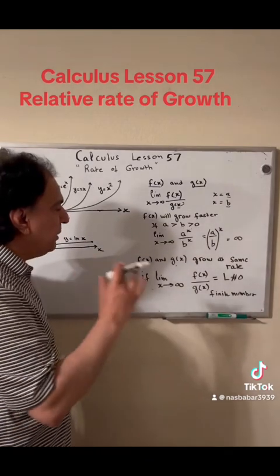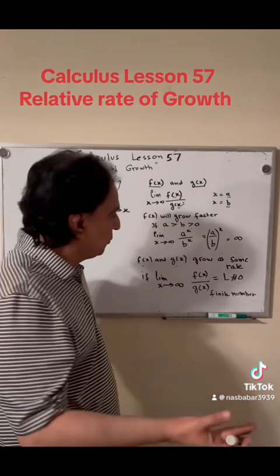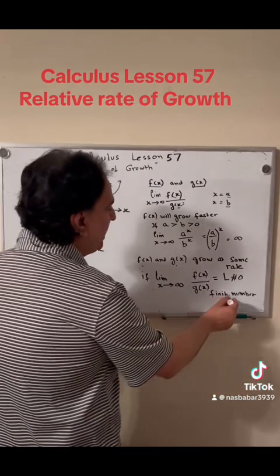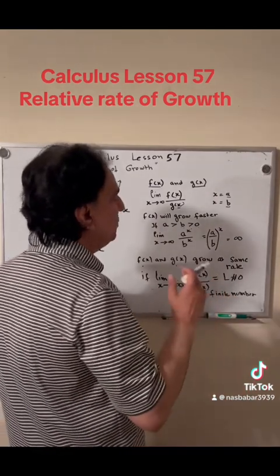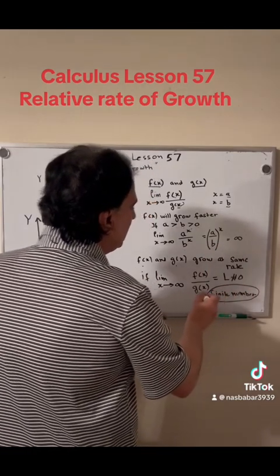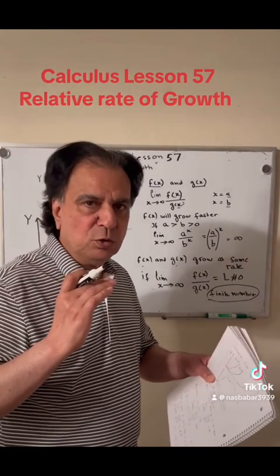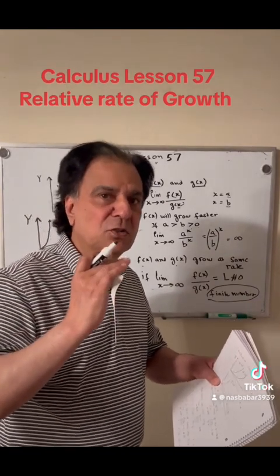if you take the limit of that and solve the problem using L'Hopital's rule, you should get a finite number. A number other than 0, other than infinity, you get a finite number. Then that means that the rate of growth of both functions is the same.